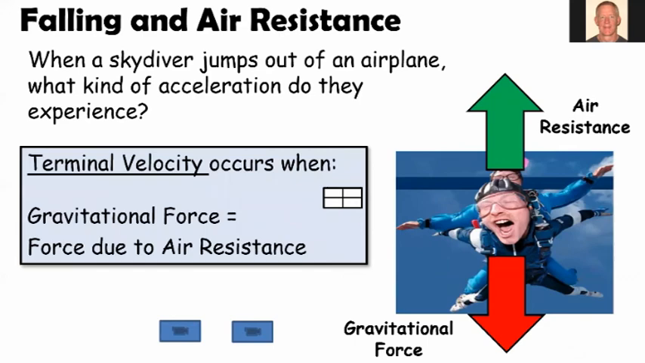So we call this terminal velocity. At some point, the gravitational force and the force due to air resistance upwards are equal to each other. And when that occurs, we have what we call terminal velocity. Let's watch a short video here.